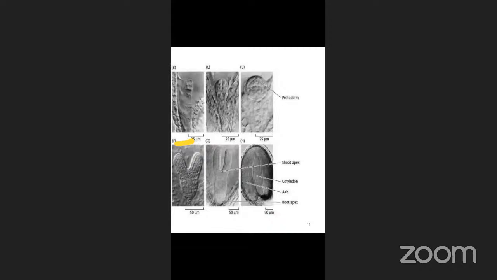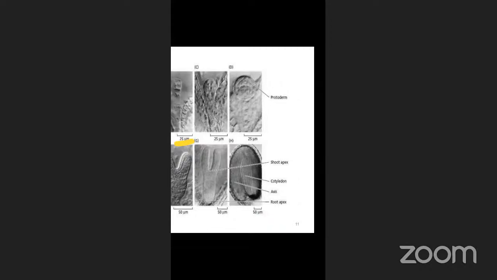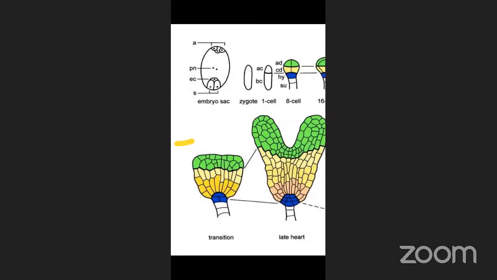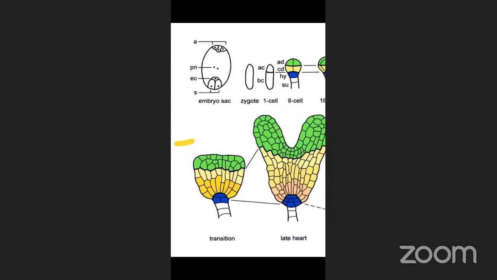Next, once again, this is the diagrammatic division, shown colorfully. See here, this is the embryo sac. Upside the antipodal cells, downside the micropylar region. Downside the egg cell is there, and centrally located the secondary nucleus.